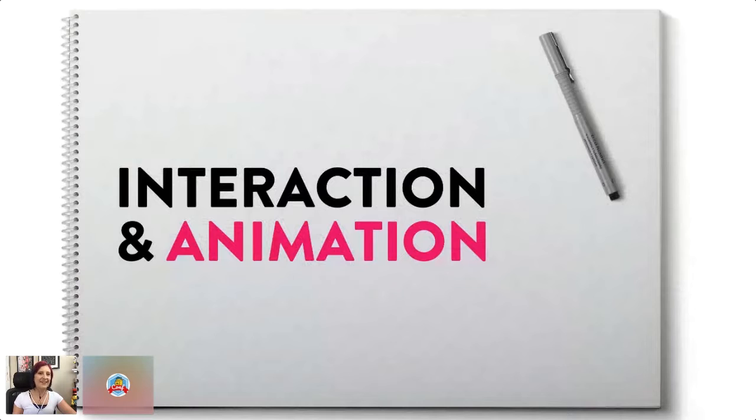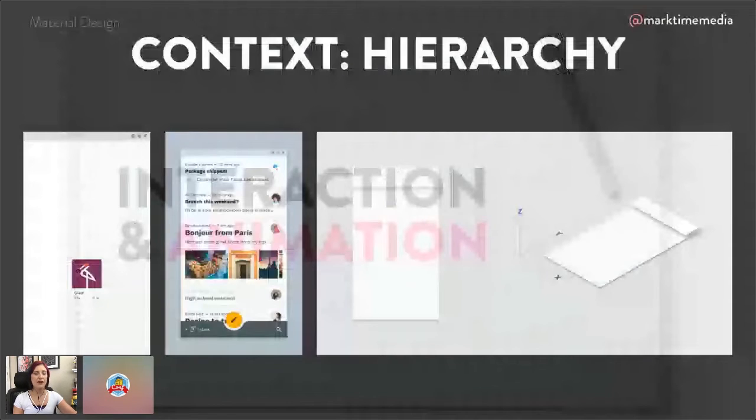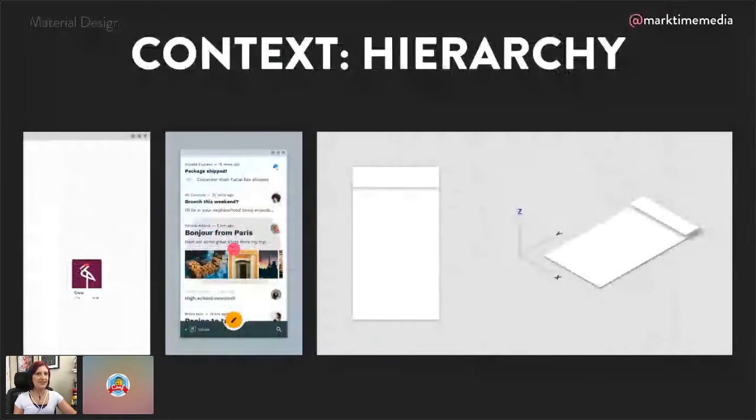So what exactly does animation do for interaction? There's a ton of things, and I've got a bunch of examples here. One thing that animation does is it provides context via hierarchy.